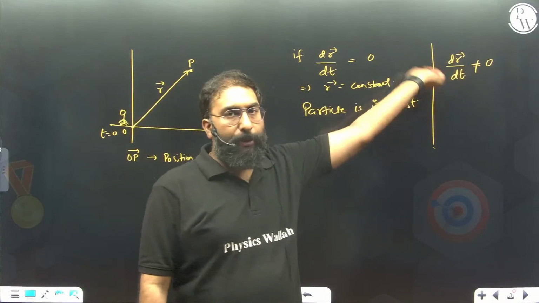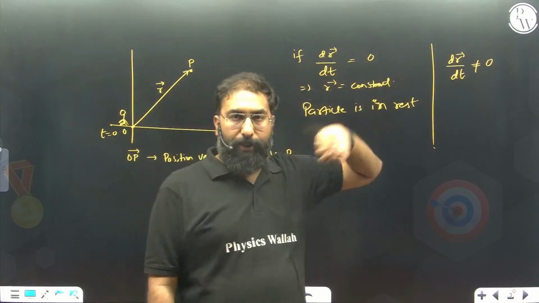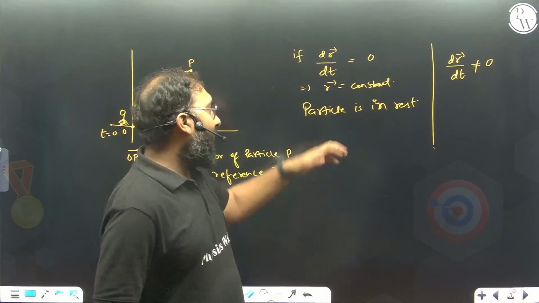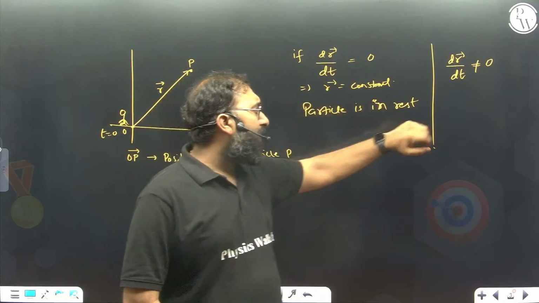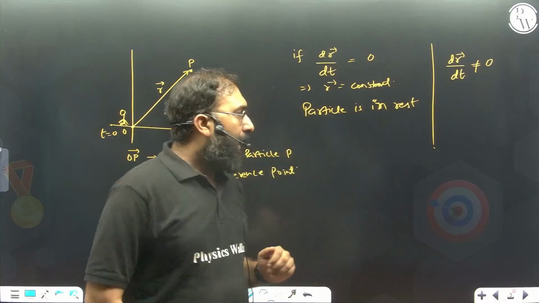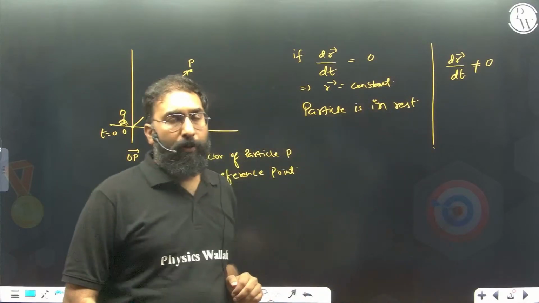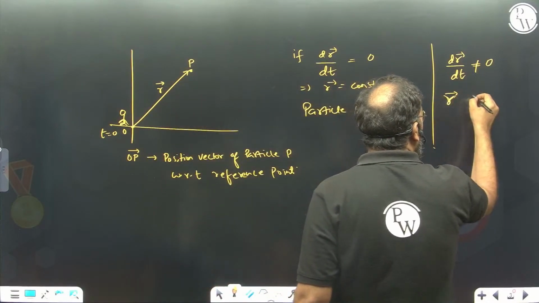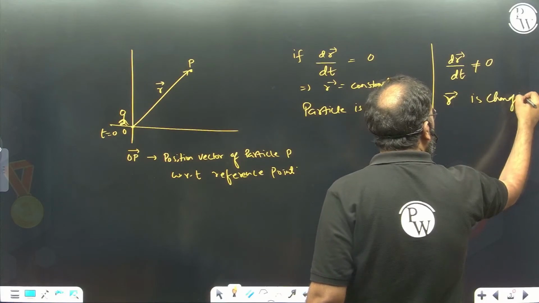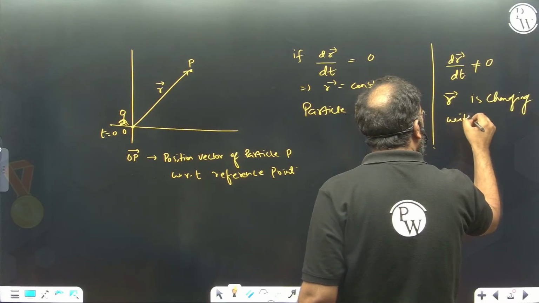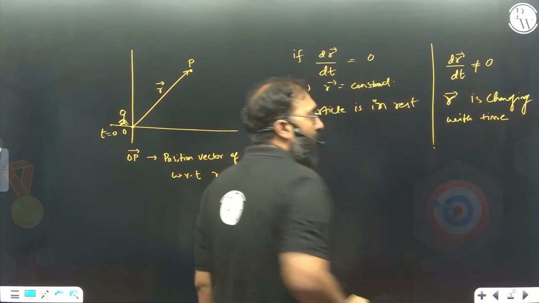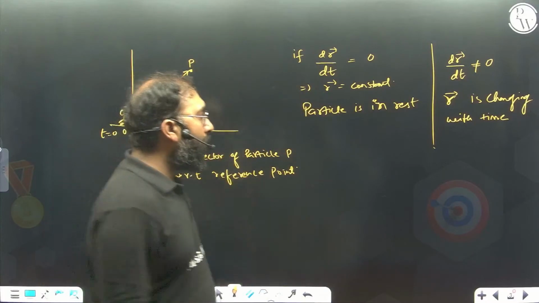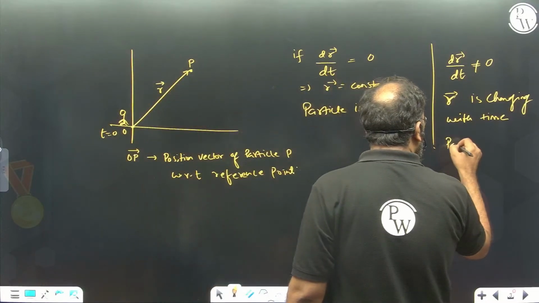This dr by dt will be 0 only when R vector is constant, or R vector is not defined, like a null vector. In that case dr by dt will be 0. Otherwise, dr by dt is not going to be 0. And if dr by dt is not 0, it means R vector is changing with time. Are you getting that? When R vector is changing with time, you will call the given particle to be in motion. So particle P will be in motion.